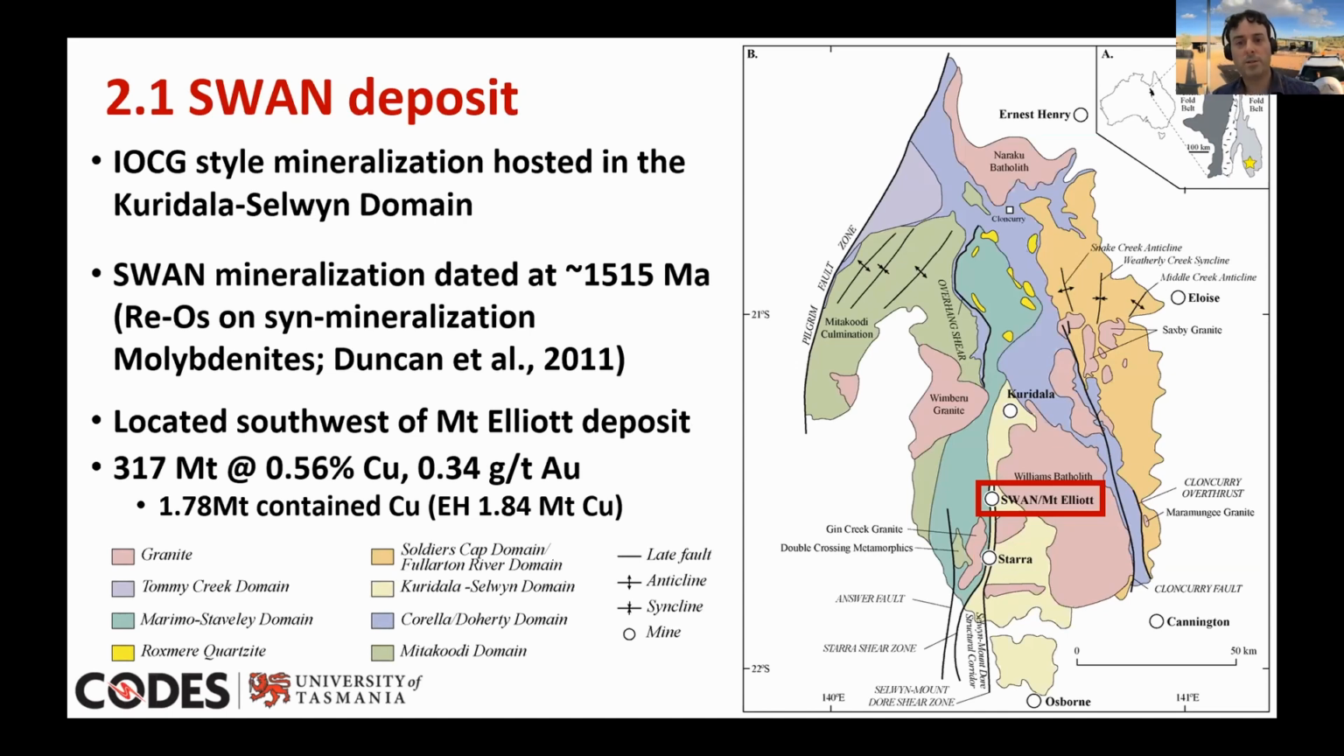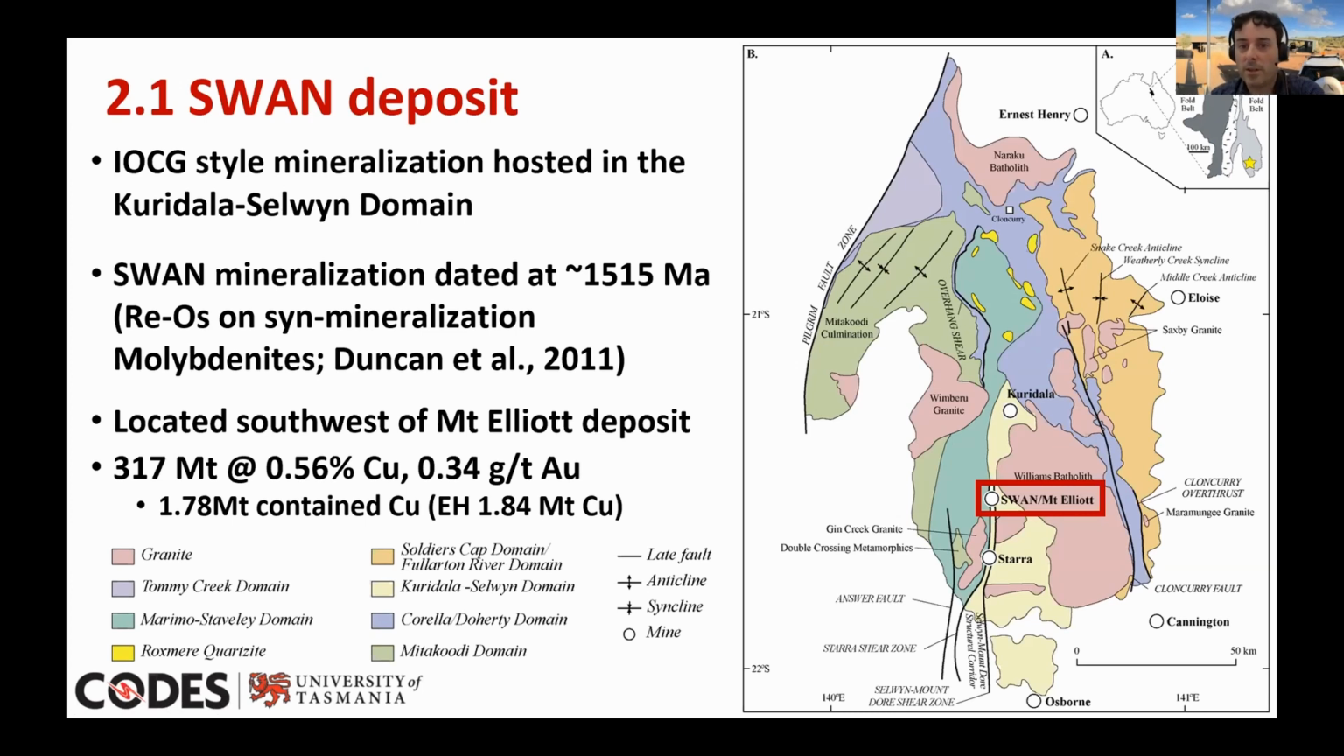So to move straight into the first deposit we looked at, it is the SWAN deposit. It's an IOCG mineralization hosted in the Corridor Selwyn domain. It's been dated at around 15 million years by Duncan et al. in 2011. It was done on SWAN mineralization molybdenite. It's a rhenium-osmium age. The SWAN deposit is located southwest of the Mount Elliott deposit, and I'll show you an image in a minute that talks about this.